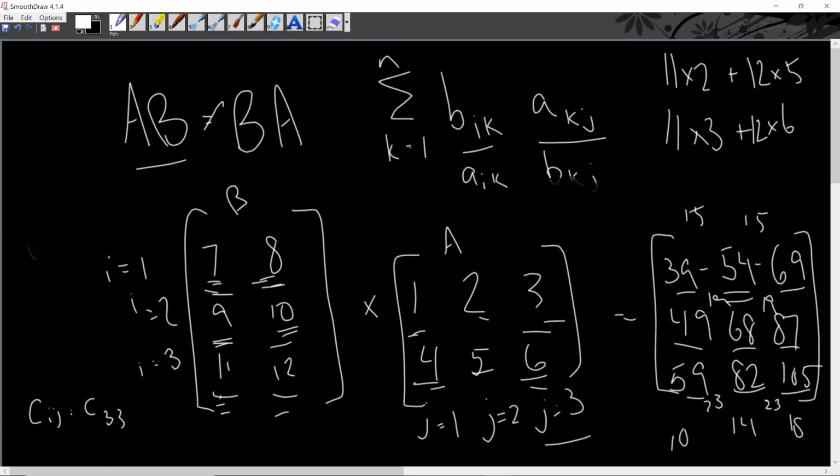Yeah, and so the changes between C11, C12, and C13, that's going to be 15. C21, C22, C23, that's going to be 19. And then C31, C32, C33, that's going to be 23. So it's like incrementing by 4 along these. And this is incrementing by 4 as well, which, I mean, I think that's just a cool coincidence.